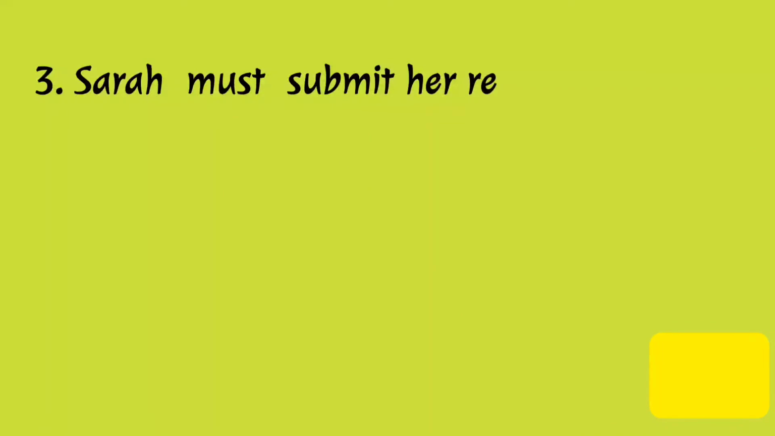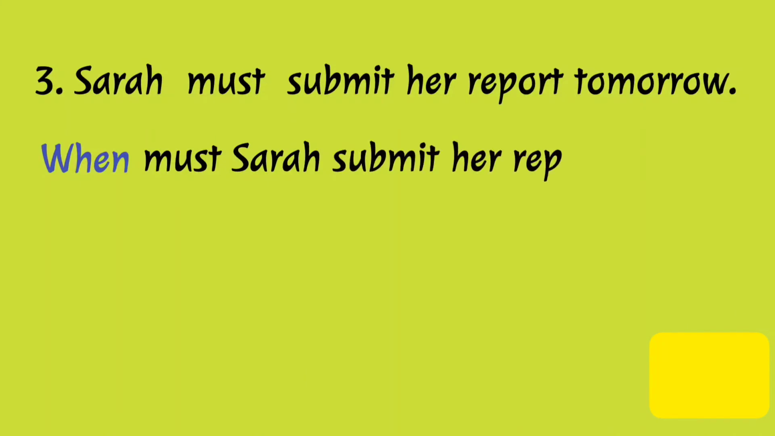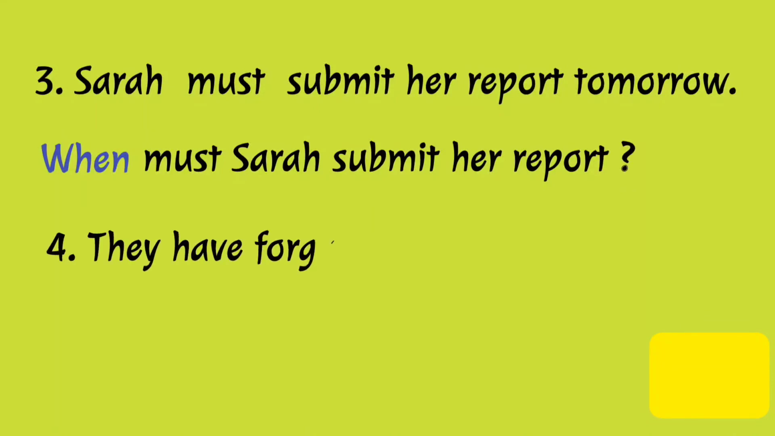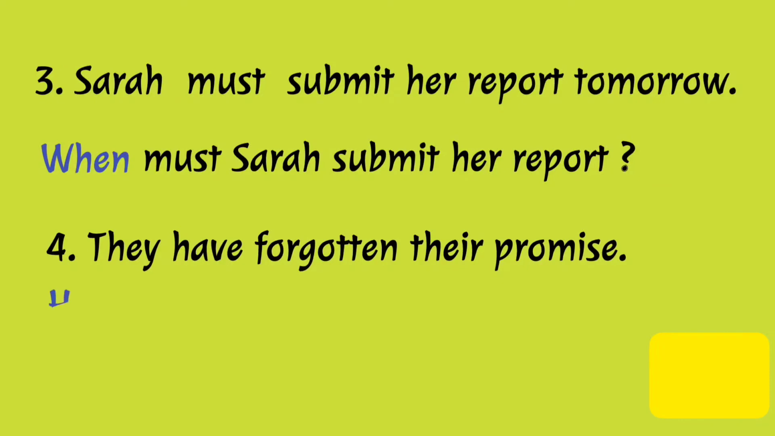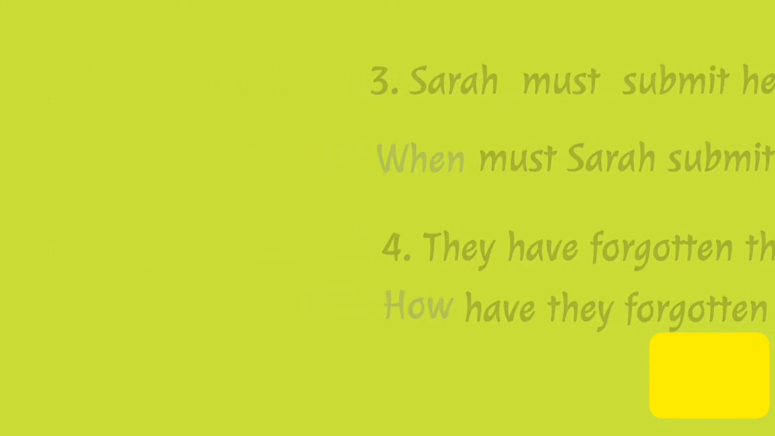Next, number 3, we still use an auxiliary verb in the examples. Sarah must submit her report tomorrow. We have the auxiliary verb must. So for example, we want to ask when, the time, and it is not the subject, of course. We ask when plus auxiliary verb must, subject Sarah, and then the rest. When must Sarah submit her report? Number 4 is in the present perfect tense. They have forgotten their promise. So here we have the auxiliary verb have. So whenever we want to ask how, which is not the subject, we have to follow the rule. How have they forgotten their promise?